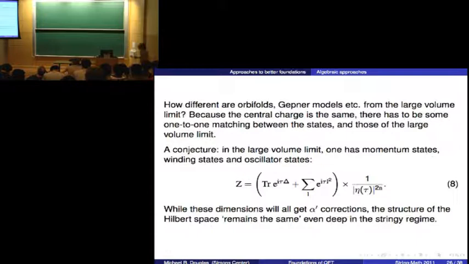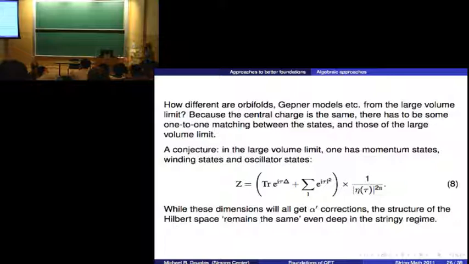it's a project I've been working on, to try to ask the same questions for orbifolds and Gepner models, that the c is the same in the large volume limit as in this stringy regime. And there has to be some map between the states of a sigma model with a Calabi-Yau target in the large volume limit, in the small volume limit, on the orbifold, and so forth. And again, in the large volume limit, one has L0 plus L0 bar contains the Laplacian momentum states, it contains winding states, contains oscillator states, and you can geometrically see where they come from.